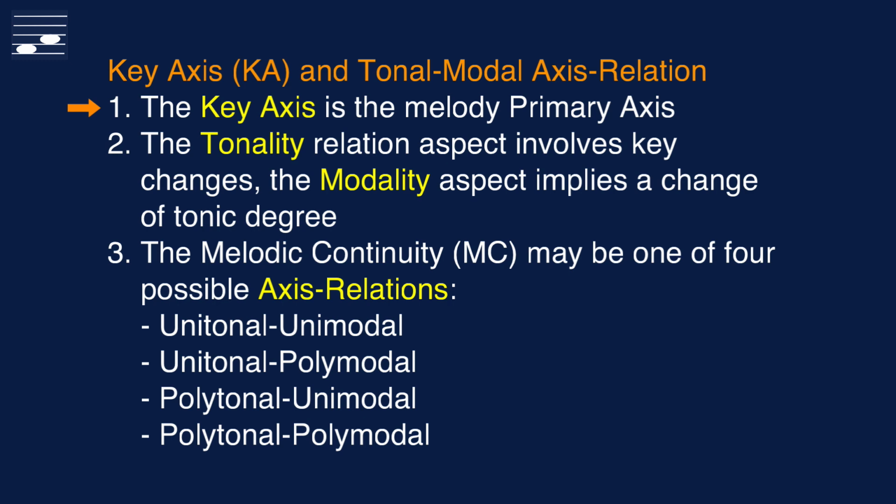It says that when we are dealing with a melody only, harmony being absent, the primary axis also is the key axis. The key axis becomes relevant when longer melodic continuities also involve a change of either tonality, that is, a key change, or move through different modal scale variants, or a combination of both. And therefore we may discern 4 possible axis relations, a concept that I will now illustrate with a simple example.